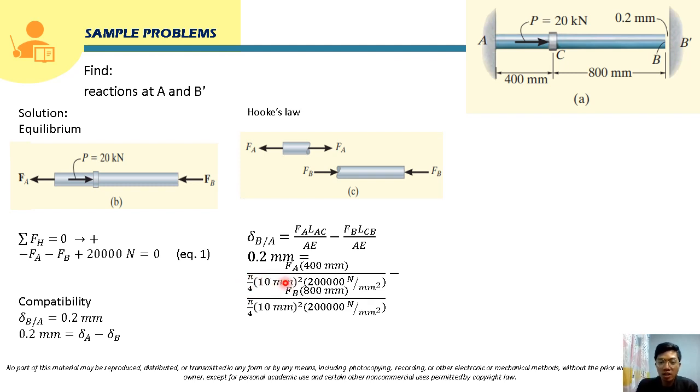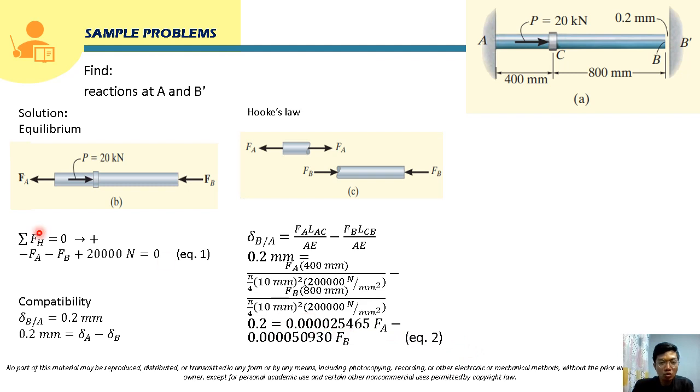That is given in the problem: the diameter is 10 millimeter, and the modulus of elasticity is 200 gigapascal, which is 200,000 megapascal, or Newton per millimeter squared. Also for this term, FB is unknown, the length CB is 800 millimeter, and the area is pi over 4 diameter squared times the modulus of elasticity, 200,000 megapascal. From here we can solve further: this term is 0.000025465 FA, minus this term, 0.000050930 FB. So this will be our second equation.